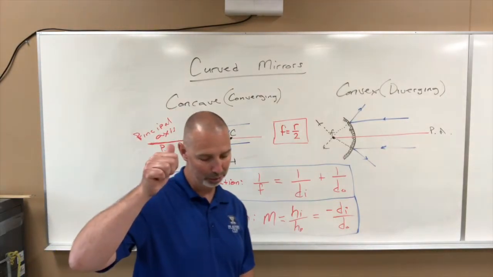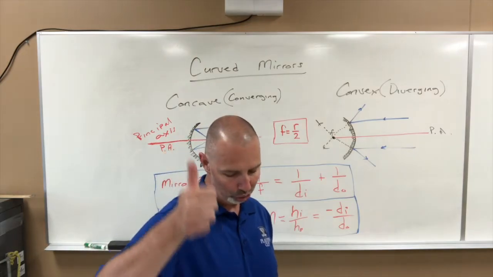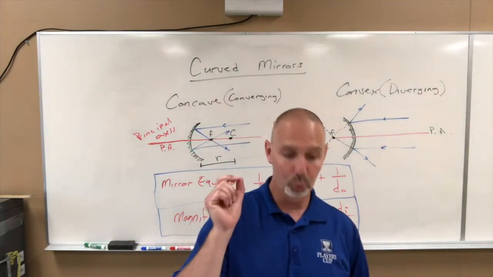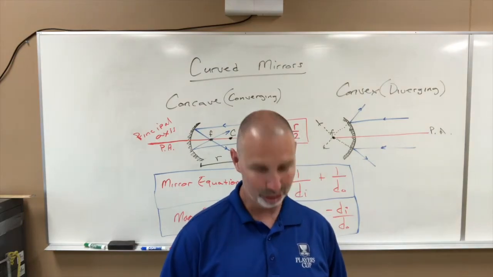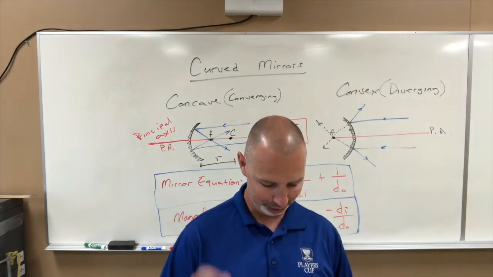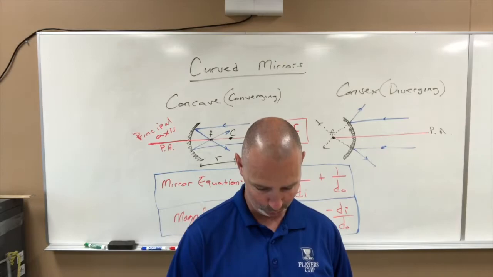Now let's repeat it one more time because I think I may have said it wrong. A ray that is parallel to the principal axis is reflected through the focal point.